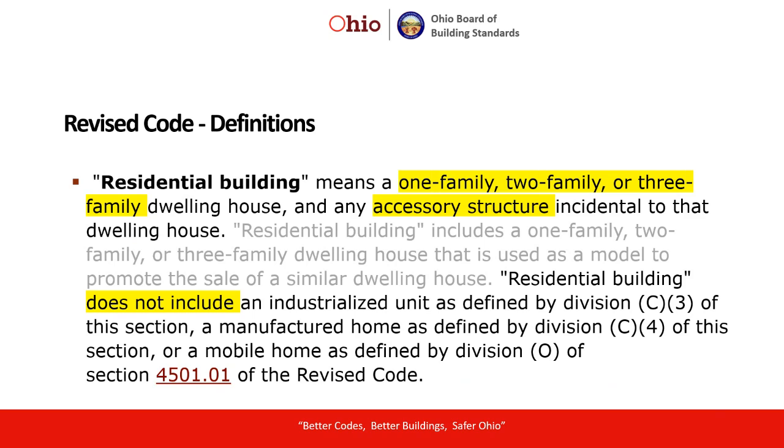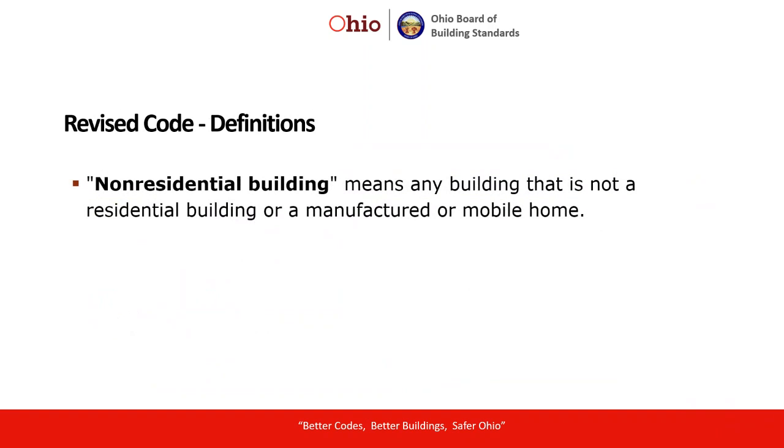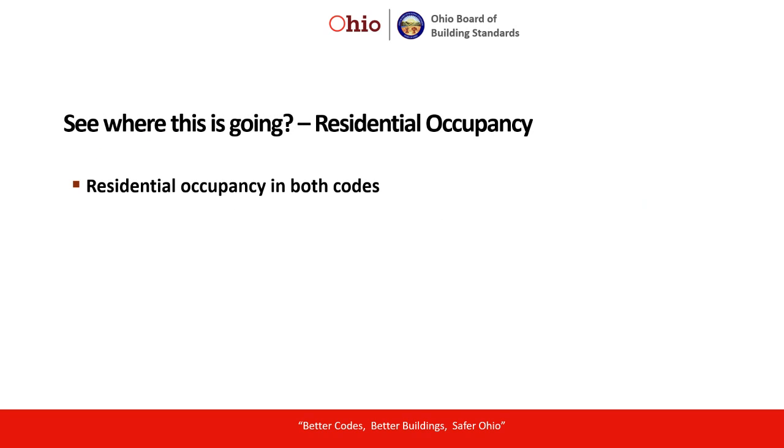There's a lot of things that may cover, and there are some things that we are statutorily not able to regulate. So within this definition, they also say what a residential building is not. And it does not include industrialized units, manufactured housing, and mobile homes. Those are all defined in greater detail in other divisions of the revised code, and we will get into some of that information as we proceed in this presentation. Another good definition is non-residential building. Pretty simply, it's any building that's not a residential building. So we start off with, this is a residential building, and everything else that we're going to regulate that is not a residential building. So you kind of see where this is going.